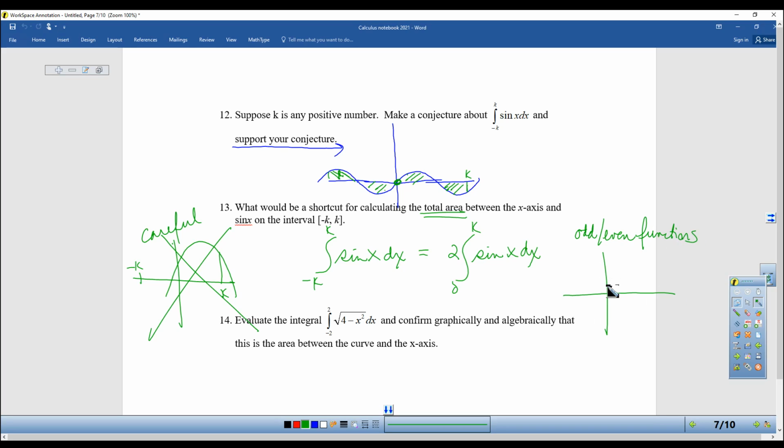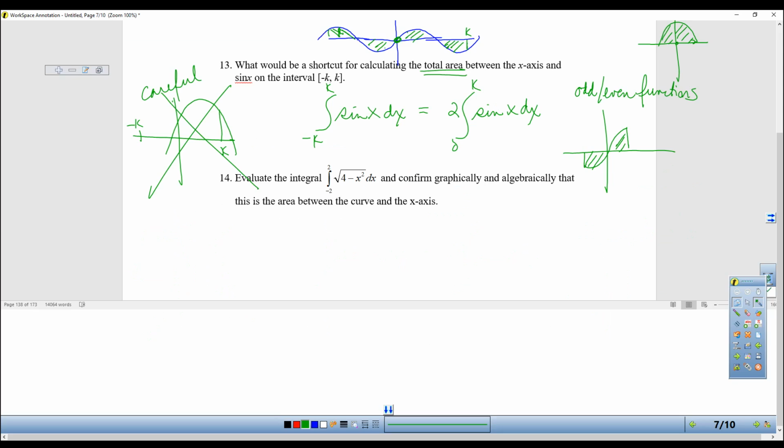So, for example, an odd function, see how you could double that area? And then an even function, you could just go from 0 to k and also double that one.